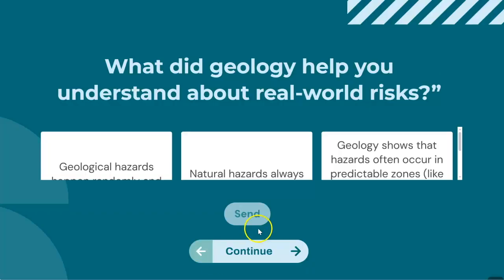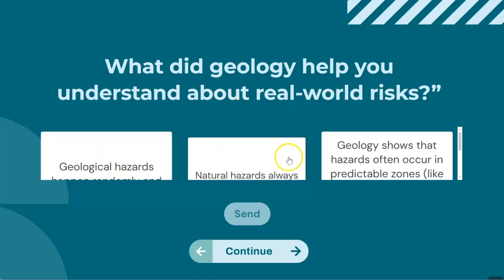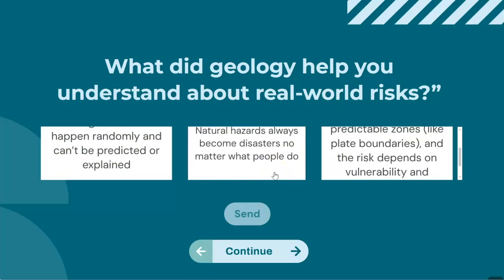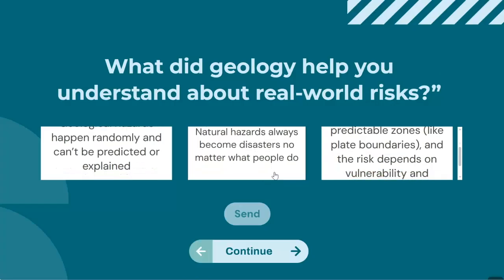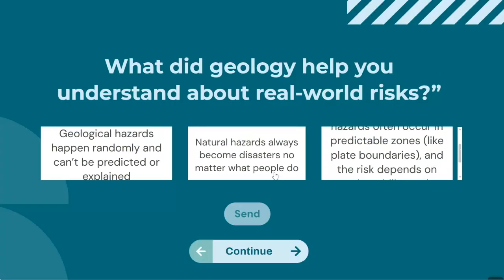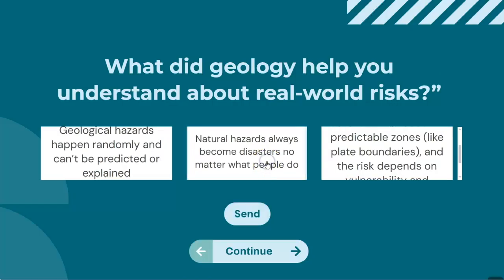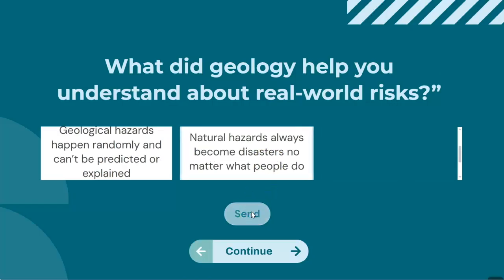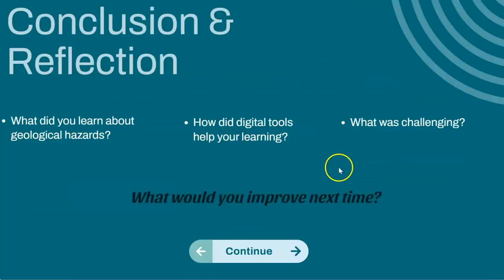So at the end, I created this question for my students to get their feedback about the lesson: what did geology help you understand about real-world risk? Here there are three answers. They need to read the answers, think about whether they learned clearly or not, and choose one. When they choose one, the answer is going to appear as correct or not.